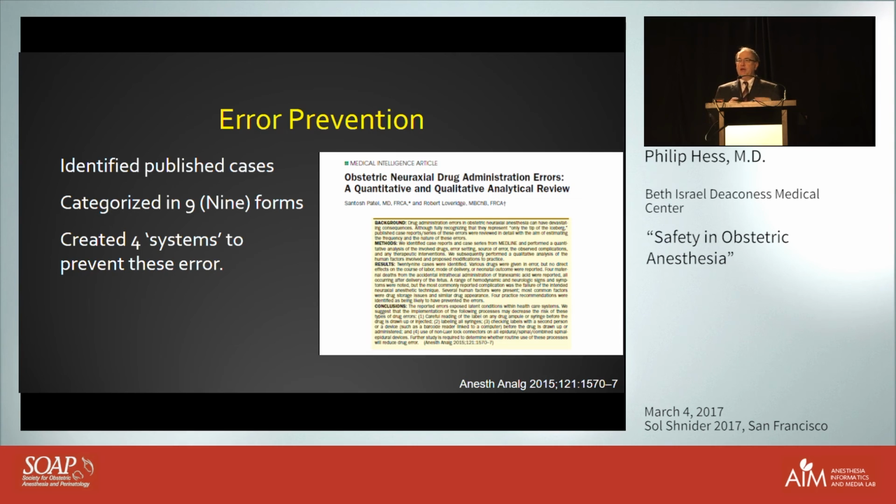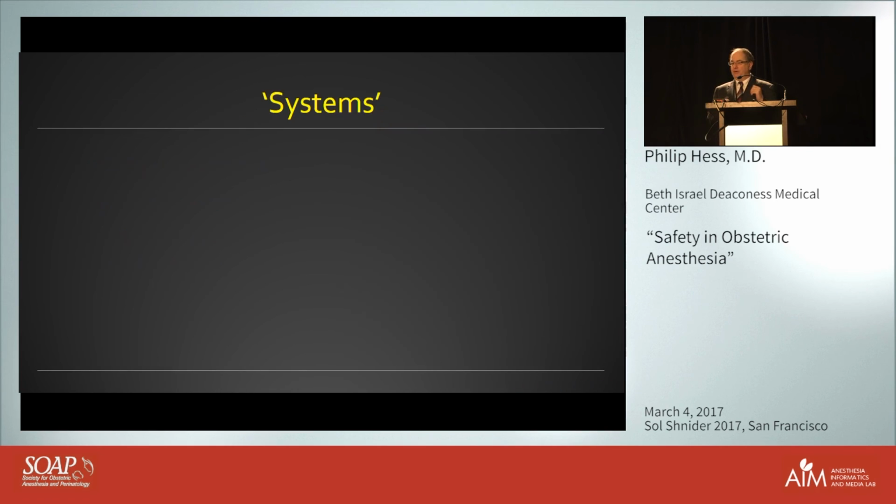And what they did was they went into the literature and looked at all the case reports of times when the wrong medication was injected into the neuraxis. And they collected these and they quantified them and they broke them down into 9 different categories. And then they sent them out to regional experts to come up with systems of how that would be prevented. And I want to show you those systems in a very summarized form.